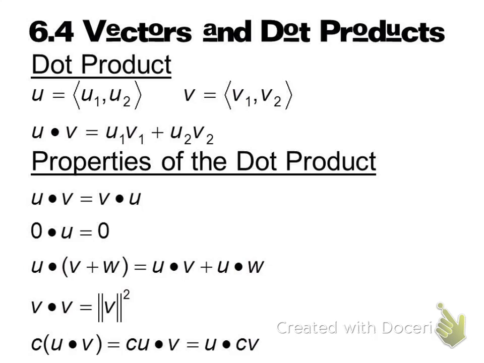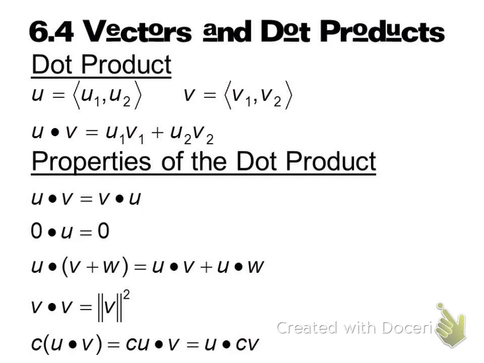If you have two vectors in component form and you're going to find the dot product between them, you see u dotted with v equals. What we're going to do is take the x components of both vectors and multiply them together, and then the y components of both vectors and multiply them together. Then you take those two things and add them. So u1 times v1 plus u2 times v2. That will give you the dot product of two vectors.